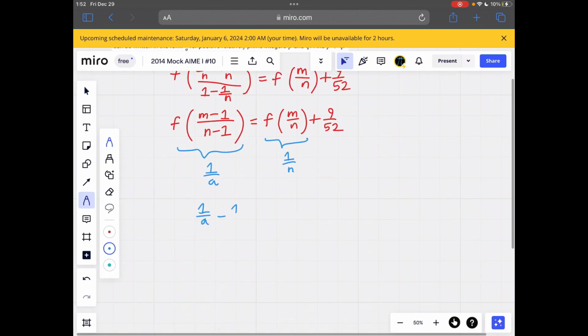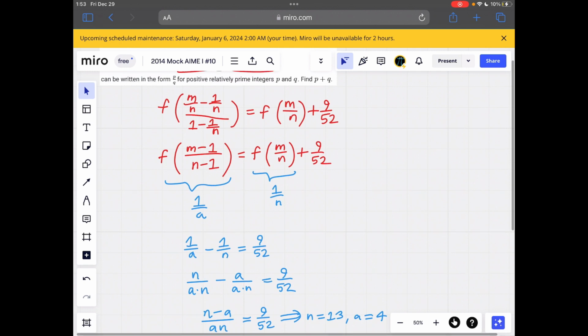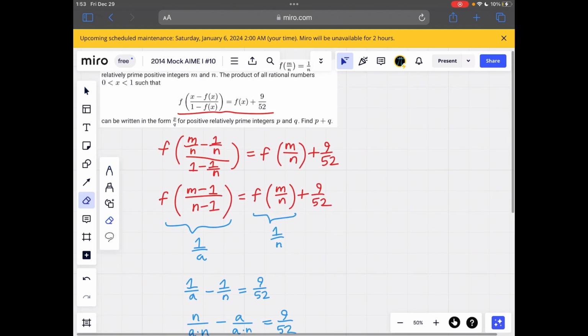We have 1 over a minus 1 over n is equal to 9 over 52. This is equivalent to saying that (n minus a) over (a times n) equals 9 over 52. It's pretty easy to see now that n is equal to 13 and a is equal to 4, because then 13 minus 4 is equal to 9, and 13 times 4 is equal to 52. So n is equal to 13 and a is equal to 4. Let's go ahead and update 1 over a and 1 over n with 1/4 and 1/13 respectively.